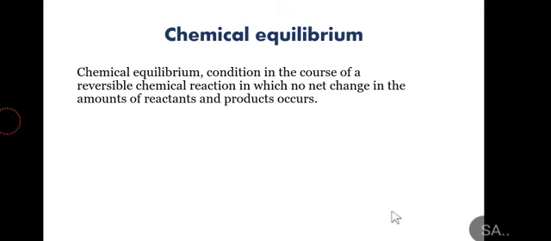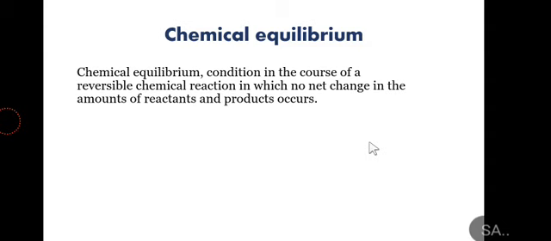Dear students, as you know, equilibrium refers to balance. And in case of chemical equilibrium, as the name suggests, there is a balance in a chemical reaction. But what type of balance is this, and what are the conditions? We'll look further. So here, chemical equilibrium is a condition in the course of a reversible chemical reaction in which no net change in the amounts of reactants and products occurs.